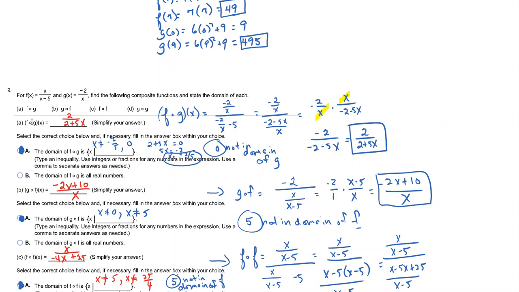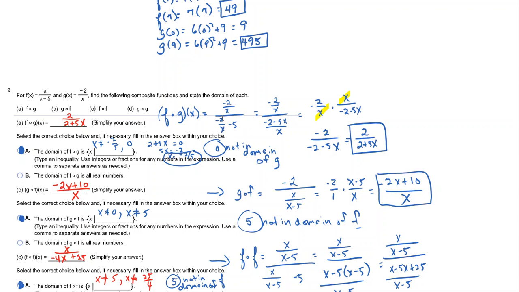So it asks us a few things on each part. So first thing it wants to know, what's f of g? That means we've got to take this and put it in for x here. So I wrote that out here. You've got negative 2 over x on the top. You've also got it down here.